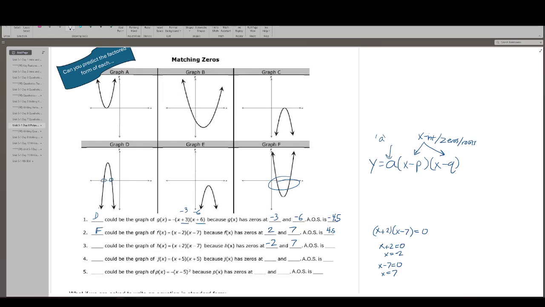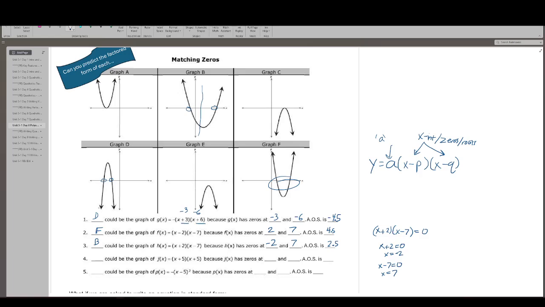Okay, so our axis of symmetry here is going to be the average of negative 2 and 7, which is 2.5. To find the average, we add them together and divide by 2. So I have an opening up negative intercept and positive intercept with an axis of symmetry that's positive. Well, that certainly looks like B. We have a negative and a positive. Our axis of symmetry is positive, so that looks very much like graph B.